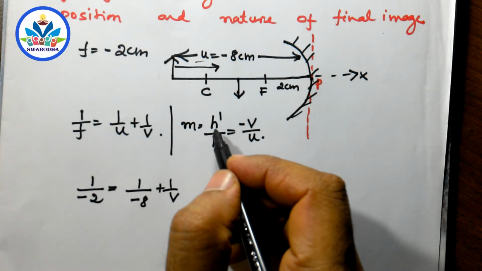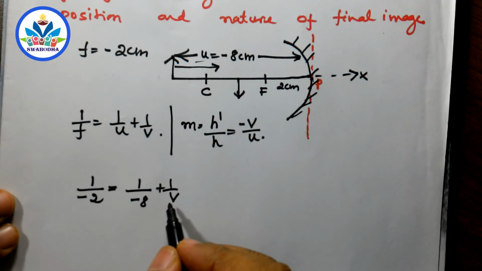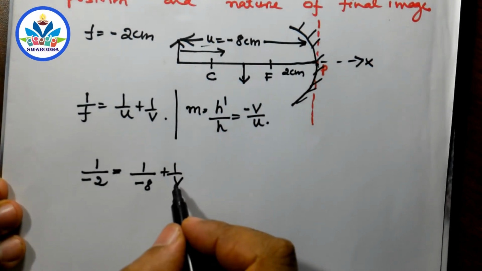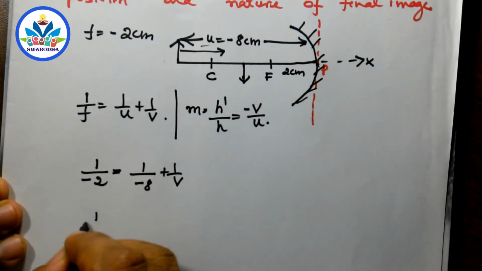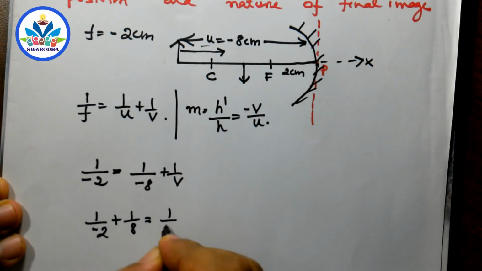Given data we use plus and minus. What the answer you have to get, that should come as it is. So now we should get V negative. We shall see whether it is negative or not. 1 by minus 2 plus 1 by 8 is equal to 1 by V.